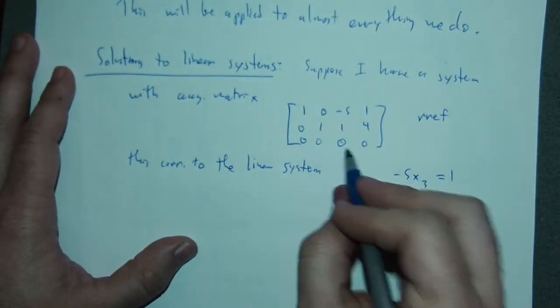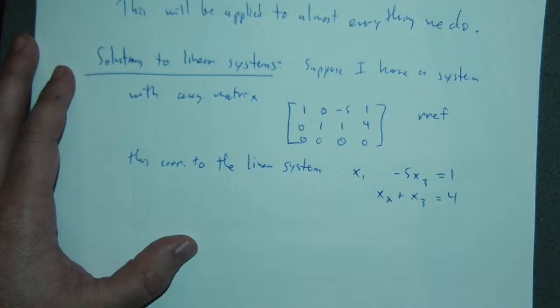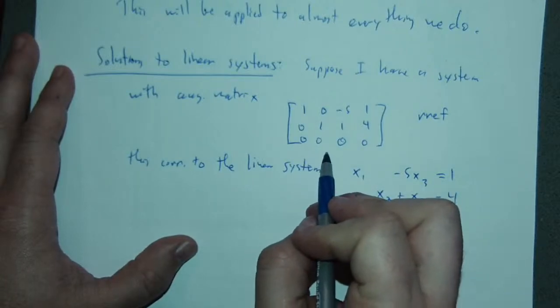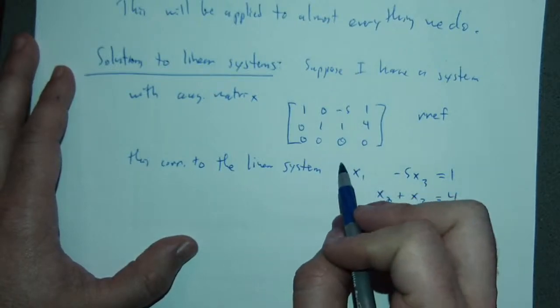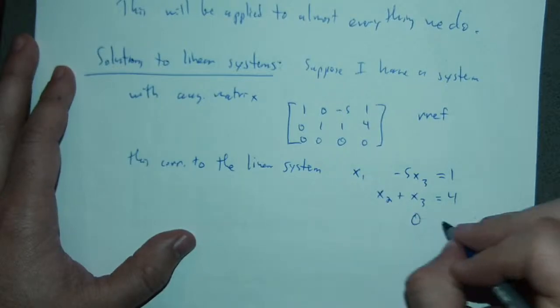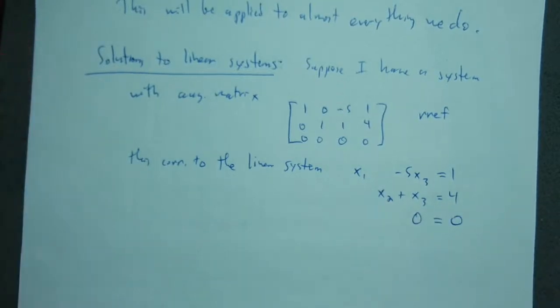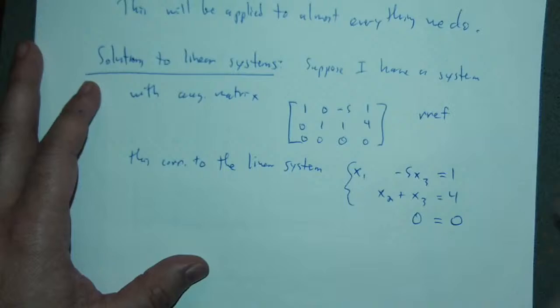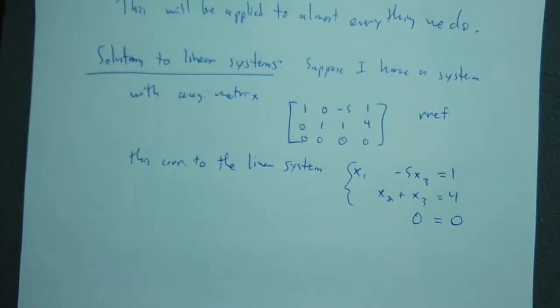And then this last line would be 0x sub 1 plus 0x sub 2 plus 0x sub 3 is equal to 0. So that's 0 is equal to 0. That actually gives me no new info, really, right? This gives me no new info. And so ultimately in this system, even though I have 3 unknowns, x sub 1, x sub 2, and x sub 3, I only have 2 equations here that are actually conveying any info.